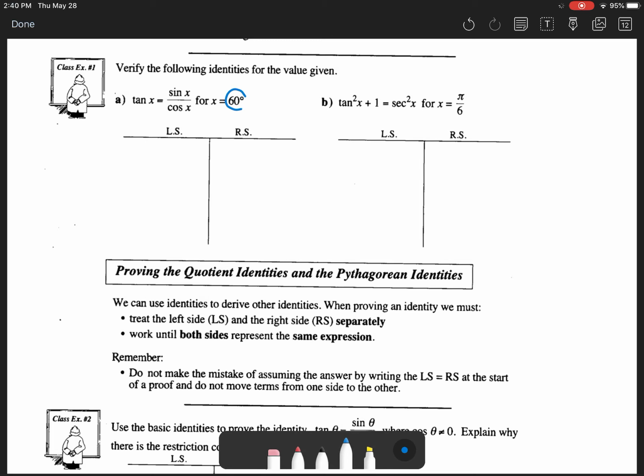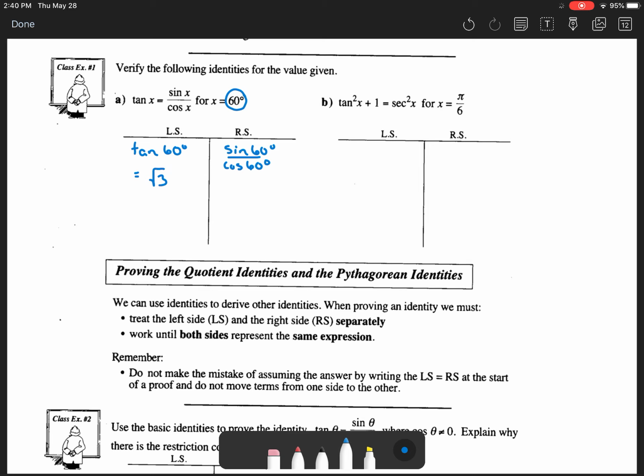So in A, we're going to basically try to verify that tan of x is equal to sine of x over cos of x, but we're going to substitute 60 degrees in for x. So on the left-hand side, that means you're going to have the tangent of 60 degrees. And on the right-hand side, you're going to have the sine of 60 degrees divided by, or all over, the cosine of 60 degrees. Okay, so that's what I'm doing, substituting x being 60 degrees in for x on both the left side and the right side.